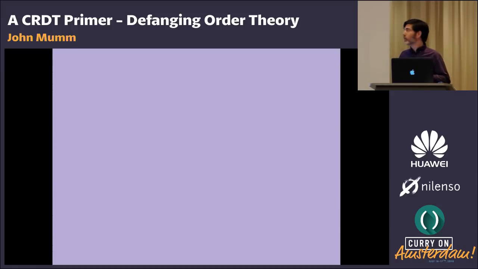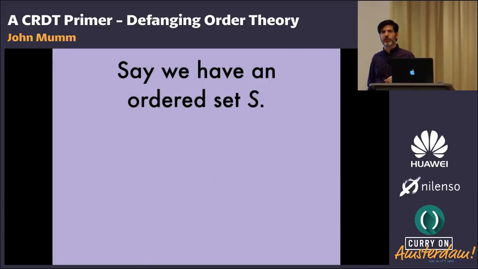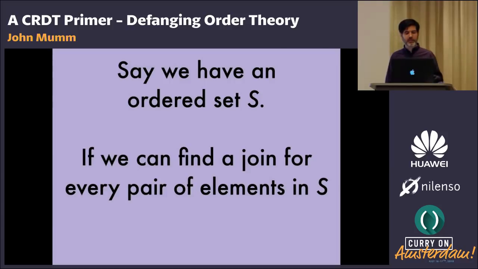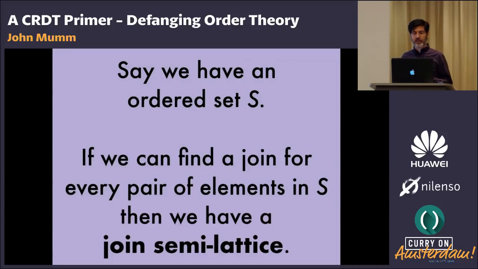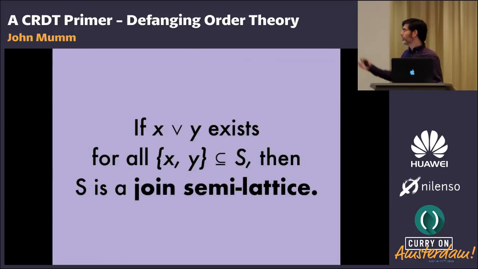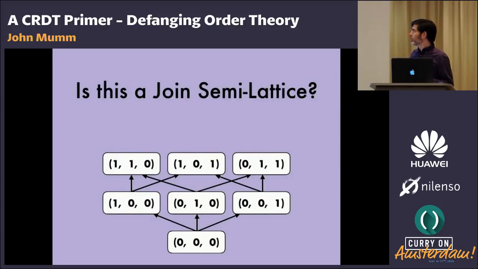Okay, so say we have one of these ordered sets. If we can find a join for every pair of elements in our ordered set, then we have a joined semilattice. So this is maybe a stricter definition. If the join of x and y exists for all two-element subsets that include x and y, then S is a joined semilattice. So let's ask a question.